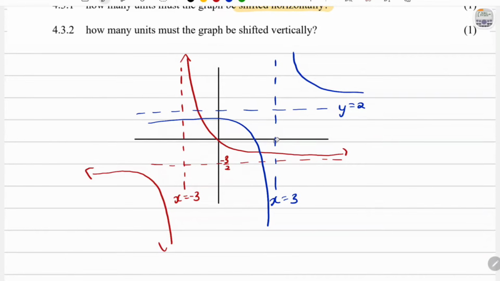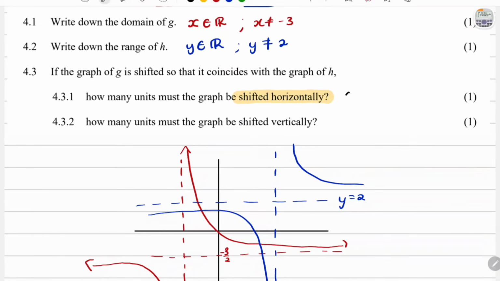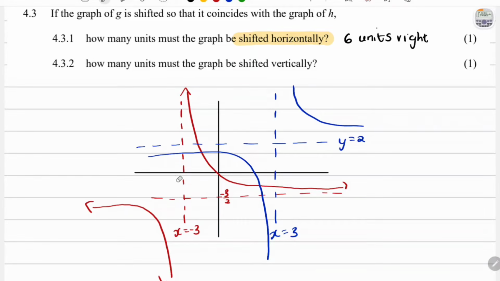If you wanted to know how far it shifted, you're really just saying, we're going from here to here. What is the distance between them? To find the distance between points, you take the highest minus the lowest. If you said 3 minus -3, you would get +6. So you need to move it 6 units to the right. That's how we have to shift it, and if it shifts there, then it has been shifted to that line.